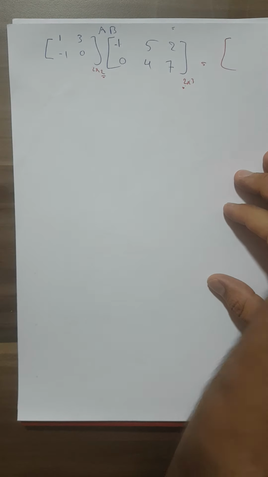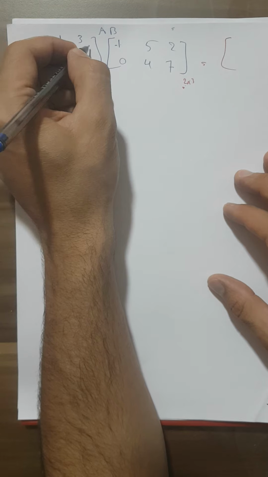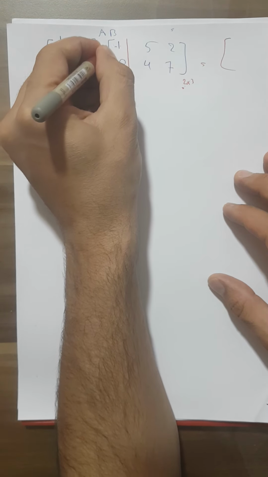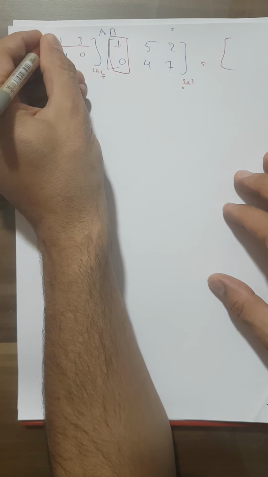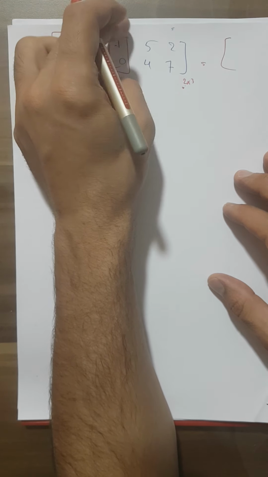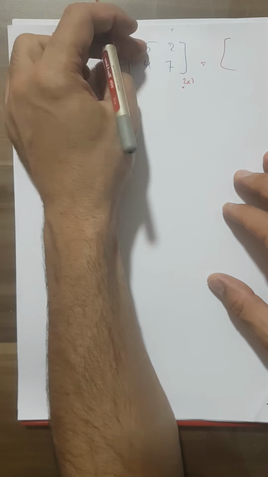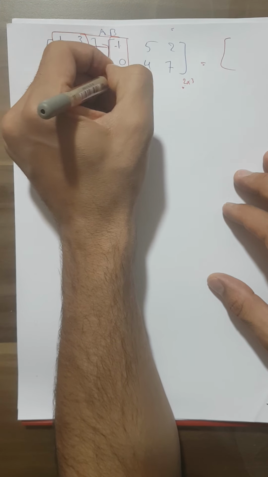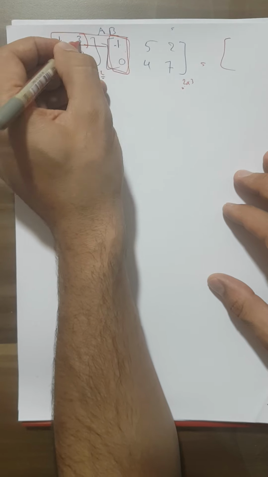Okay, so how do we multiply? First, we will draw a graph like a number 6. We multiply the first row by the first column, like that, like number 6, or like an L. This one by that one, and that one by that one.